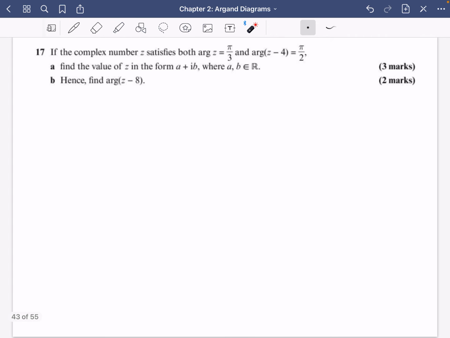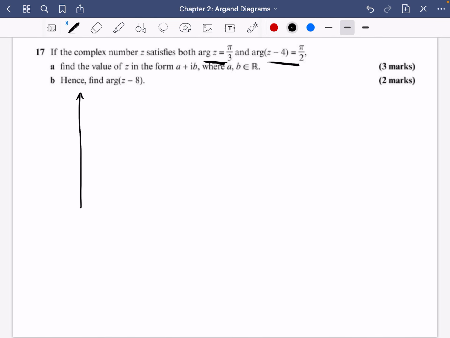This one would be horrible to do coming up with all of the Cartesian equations, so we definitely want to do this geometrically. It says if the complex number z satisfies both the argument of z is pi over 3 and the argument of z minus 4 is pi over 2, find the value of z. So in other words, find out where they cross.